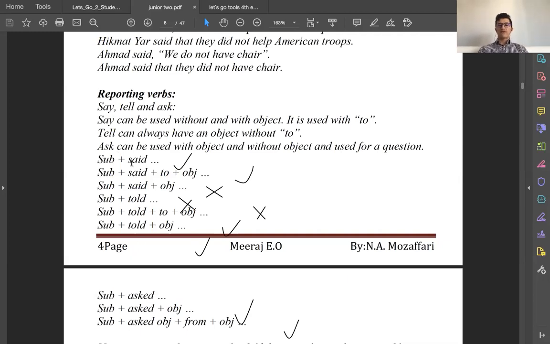So after the subject, if you use said, that's correct, don't worry. After the subject, if you use said and then you use to and then you use an object, that's also correct. For example, Ahmad said to me, I said to you, she said to me, I will say to my friends. That is correct. But if you use subject plus said plus a directly following object, that is not correct. You can't say I said Ahmad, that's not correct. They said me. So you should always use to after said if you have an object.